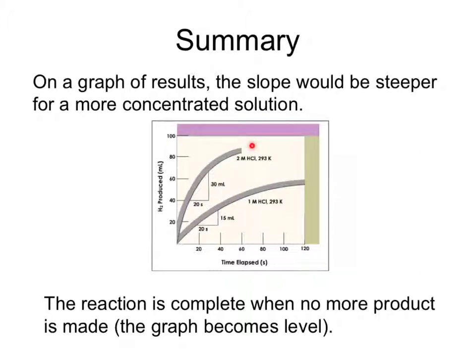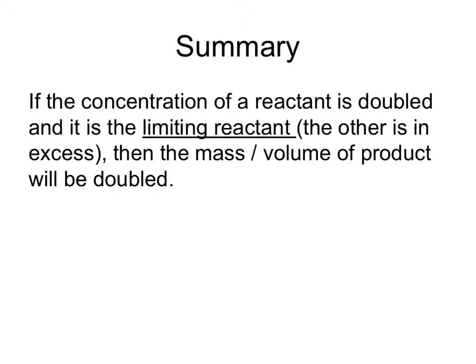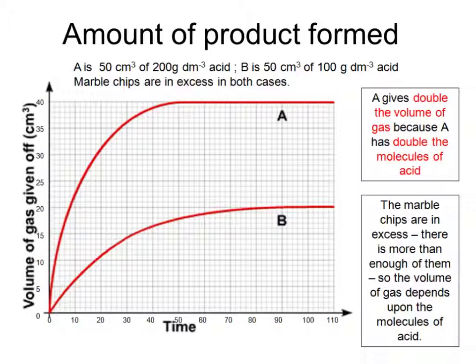So if we are using a more concentrated hydrochloric acid solution, then we will get more product made, and therefore the higher concentration graph will not only be more steep, but also will level out at a much higher level. Summarizing that, if the concentration of a reactant is doubled and it's the limiting reactant, in other words the other one there's more than enough of, or it's in excess, then the mass or the volume of the product will also be doubled. And that's shown here more clearly.